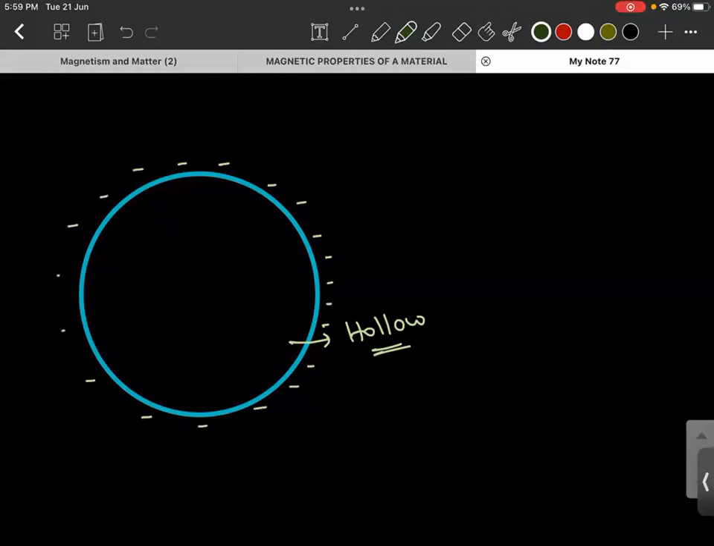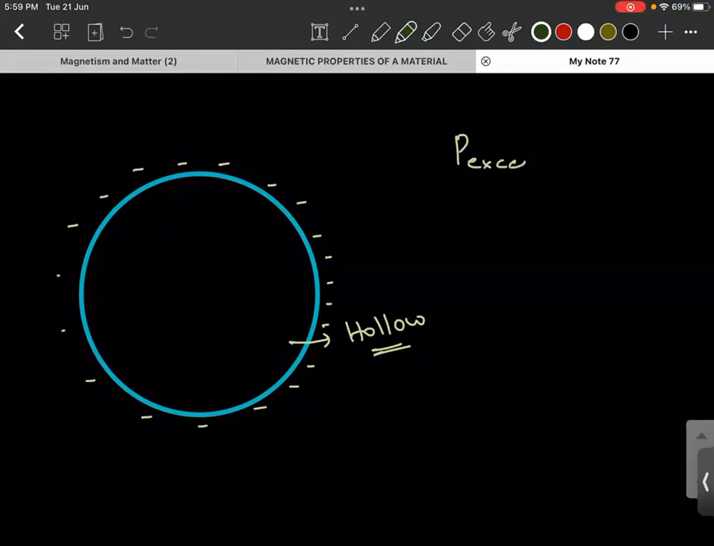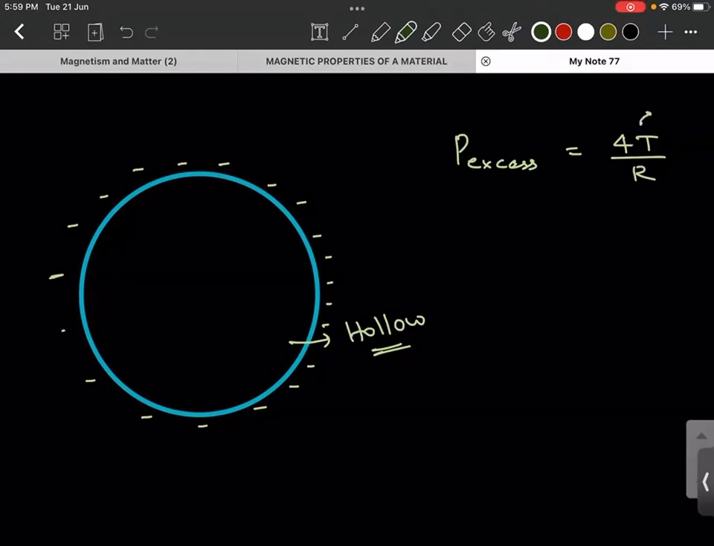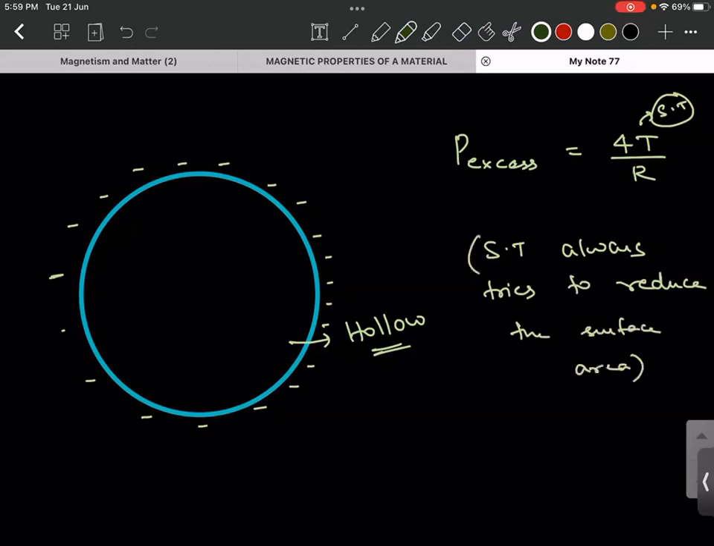Do you know this concept of excess pressure? Don't worry, generally in boards you will not get this tough question, but since you asked, I'm telling the answer. You know the excess pressure, which is written as 4T divided by R, where T stands for the surface tension. If you look at the phenomenon of surface tension, surface tension always tries to reduce the surface area. Do you know this concept? Yes, sir.